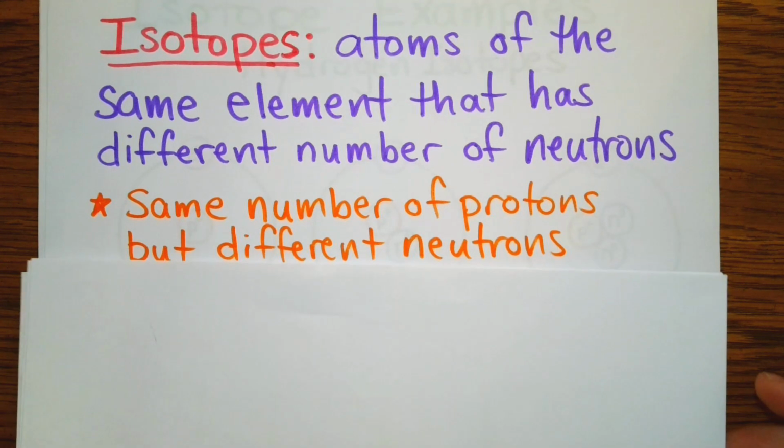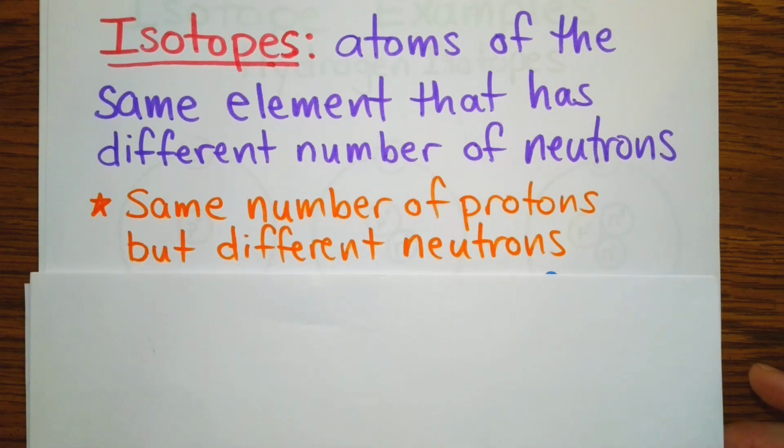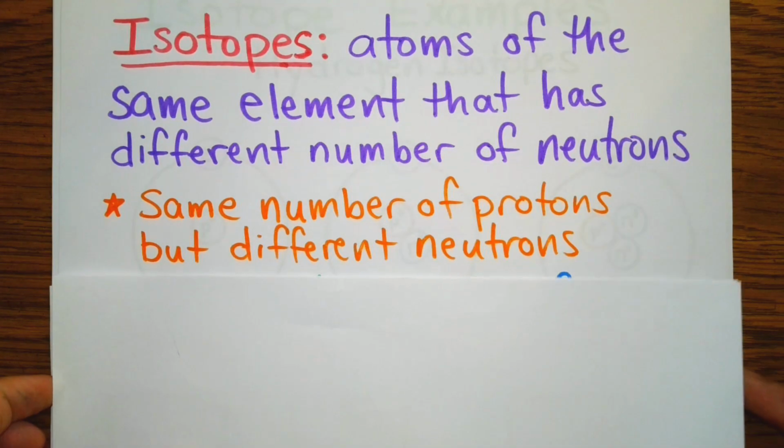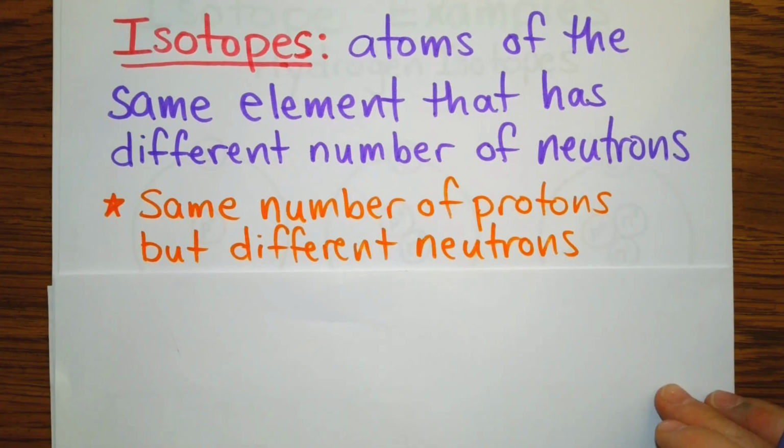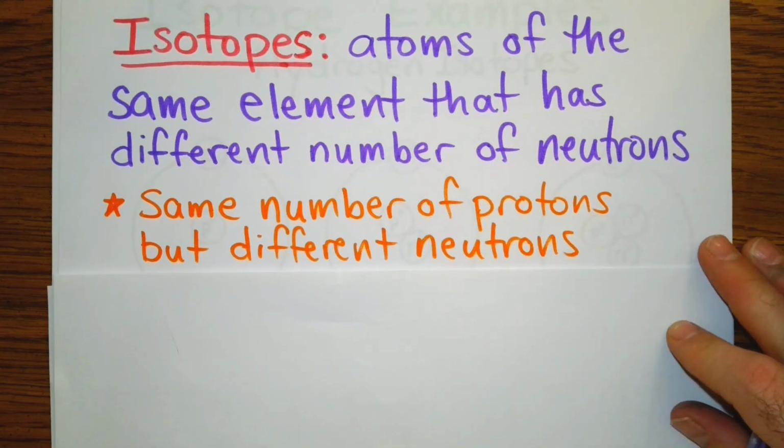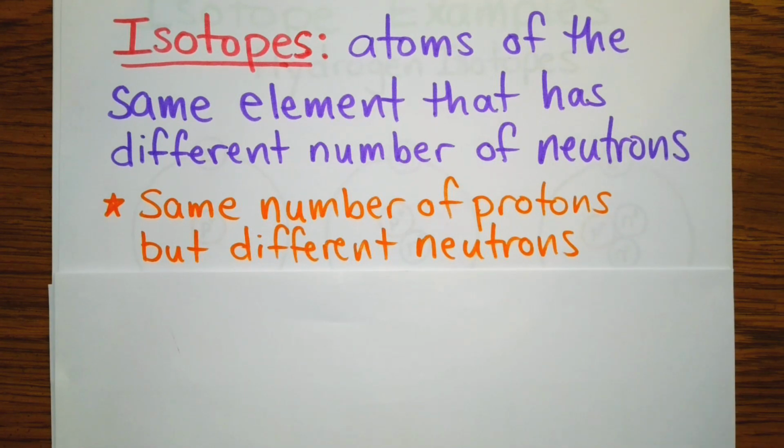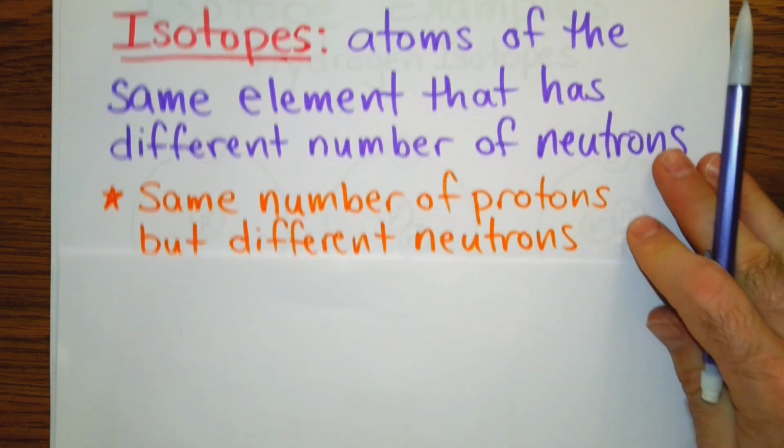So isotopes, these are atoms of the same element, but they have different numbers of neutrons, okay? So changing the number of protons makes it a new element altogether. An isotope has a different number of neutrons. It does affect its nuclear stability, so that's why it's important. Same number of protons, but different number of neutrons.